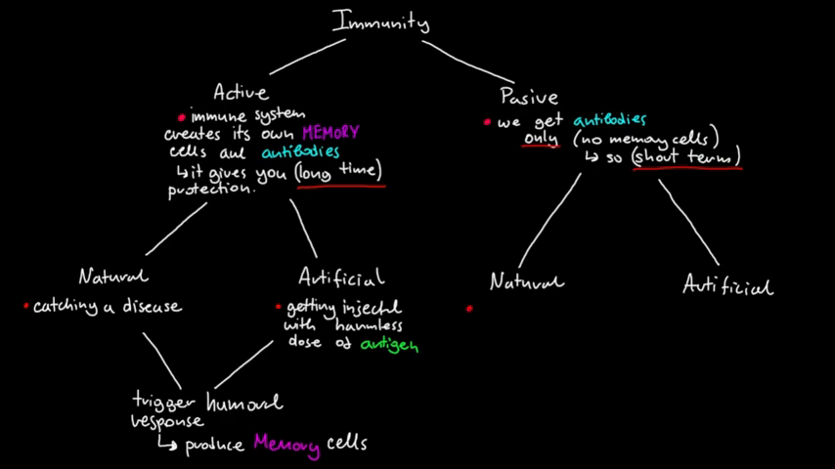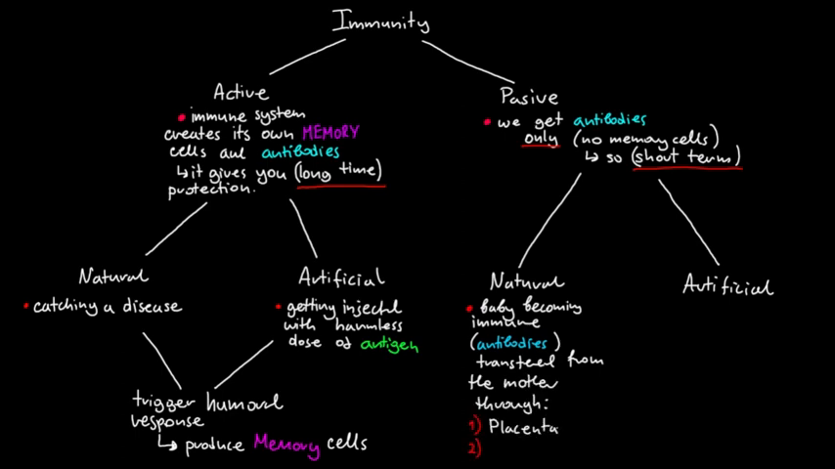Just like in active immunity, we have natural and artificial. Natural is when, for example, a baby becomes immune to a disease as antibodies are transferred from the mother through the placenta or in the breast milk. And we also have artificial passive immunity, which is getting injected with a large dose of antibodies which are specific to the specific antigen.